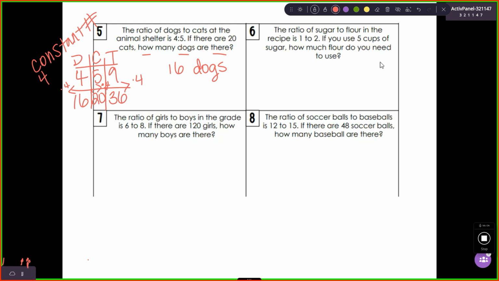I'm going to do one more on 7 with you, and we're going to just keep on practicing these types of problems. I just don't want you to have too much for homework today, okay? So I'm going to do 7 with you. The ratio of girls to boys in the grade is 6 to 8. Put that on the table. The ratio of girls to boys in the grade is 6 to what? 8. So we're going to have a category for girls, we're going to have a category for boys, and then we'll have a total. Okay, so fill in what you know from that first sentence.